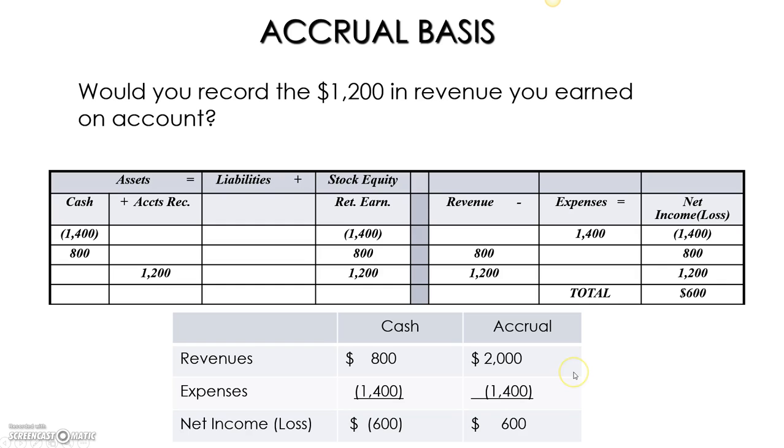Well, a very strong argument could be made that the $2,000 of revenues are the revenues we actually earned against the expenses we actually incurred of $1,400. So the $600 net income is a truer reflection of what really occurred in February versus the cash basis.